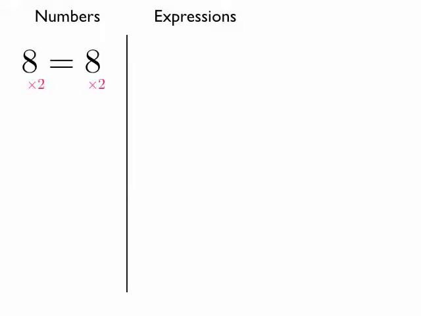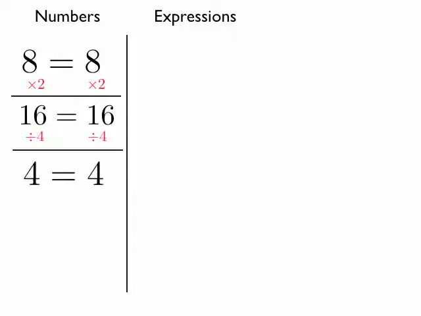What do we mean by this? Well, let's take an example. The equation 8 equals 8. We can perform any operation to both sides of this equation and the truth value of the equation will remain unchanged. That is, the equation will still be true. For instance, if we multiply both sides by 2, we still have a true equation. If we divide both sides by 4, we still have a true equation. If we subtract 1 from both sides, we still have a true equation.